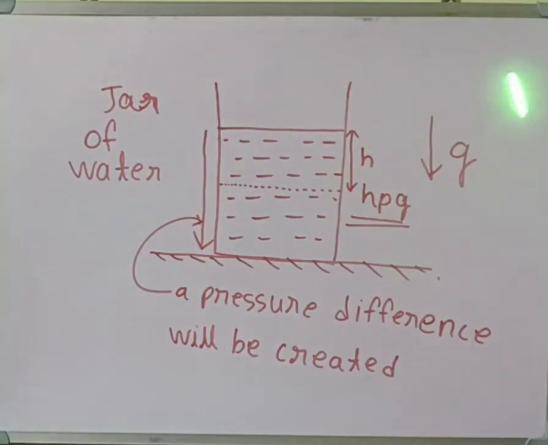Now, due to this gravitational acceleration, there will develop a pressure difference along the height of the liquid column. And everyone has learned this in middle school, that if I want to find the pressure at any point or at any level of water that is at a distance of h from the top, then it can be found out by the formula h into rho into g. Here h is the height of the liquid column, rho is the density of water, and g is the gravitational acceleration.